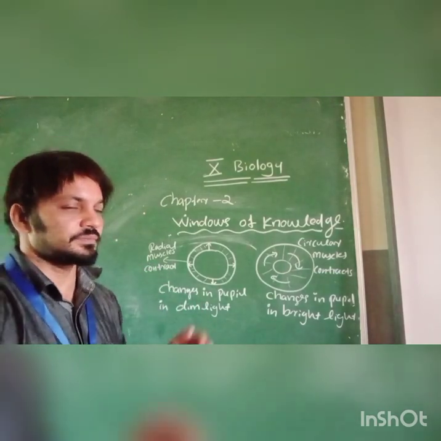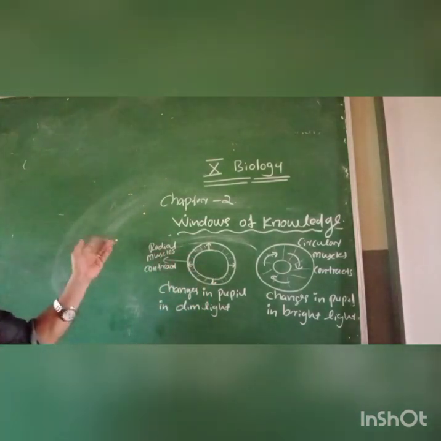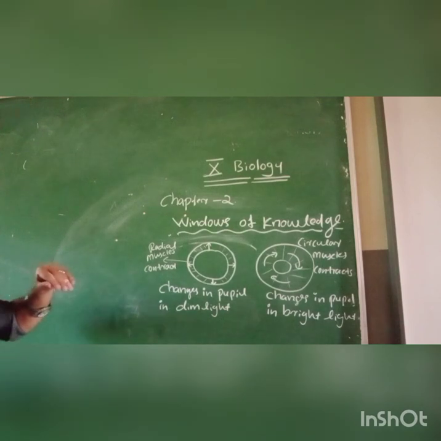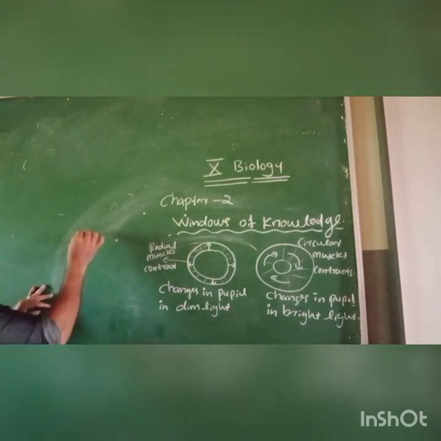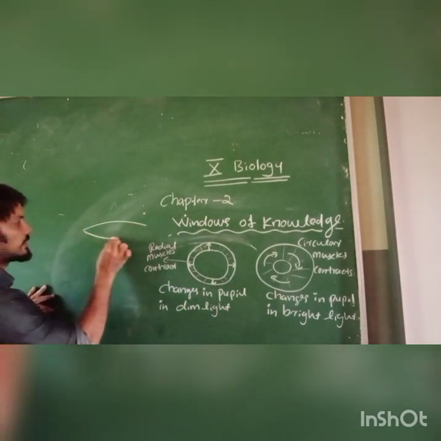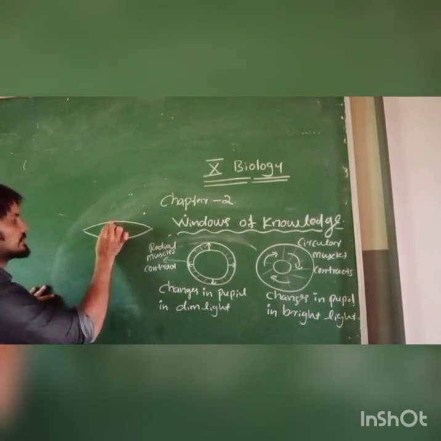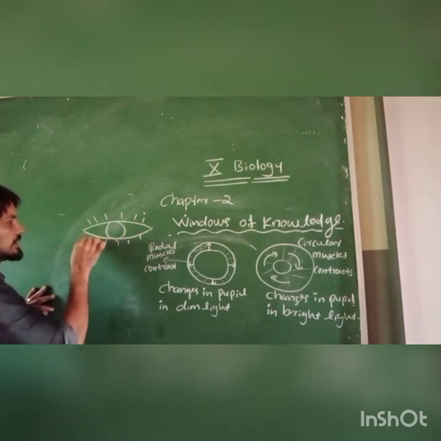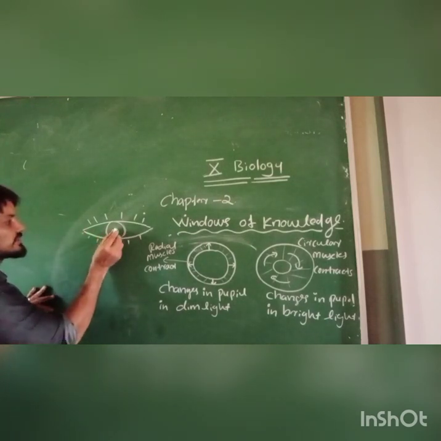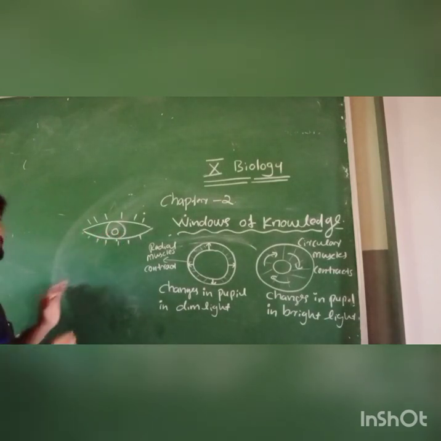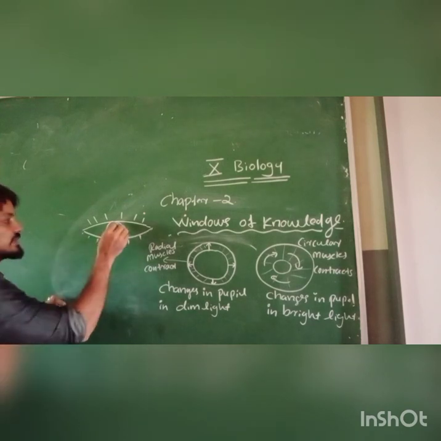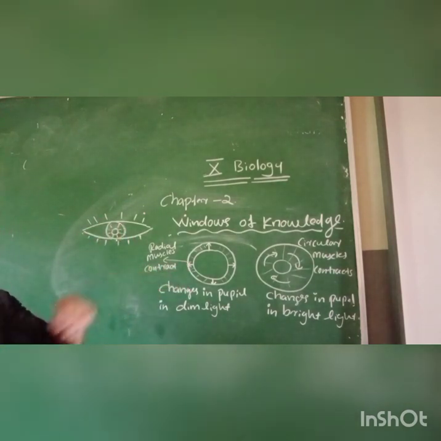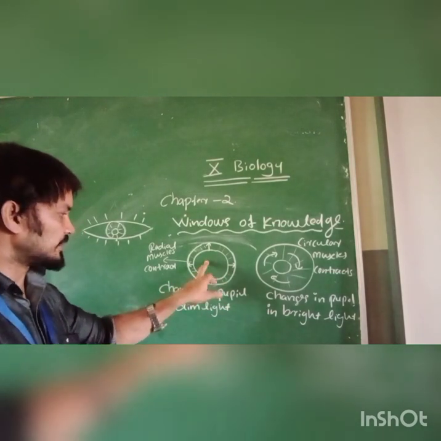Okay, today look at page number 24. In our eye, this is one shape of our eye. Look here, this is known as the eye pupil. This round part is known as the eye pupil. You can see the eye pupil now. Look at this figure, this is the eye pupil.